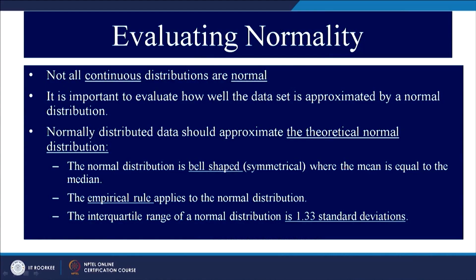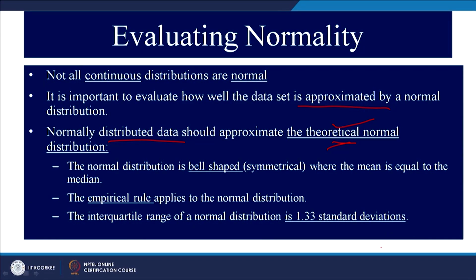So, it is important to evaluate how well the data set is approximated by a normal distribution. Normally distributed data should approximate the theoretical normal distribution. Whatever is normally distributed data should fit some theoretical distribution, some theoretical points. We all know that the normal distribution is a bell shaped curve, a symmetric curve where mean, mode and median are equal, right. And we also know that the empirical rule applies to the normal probability distribution.